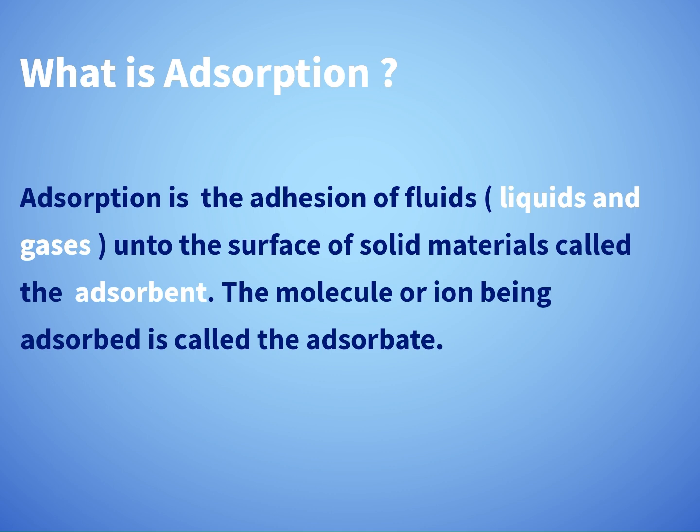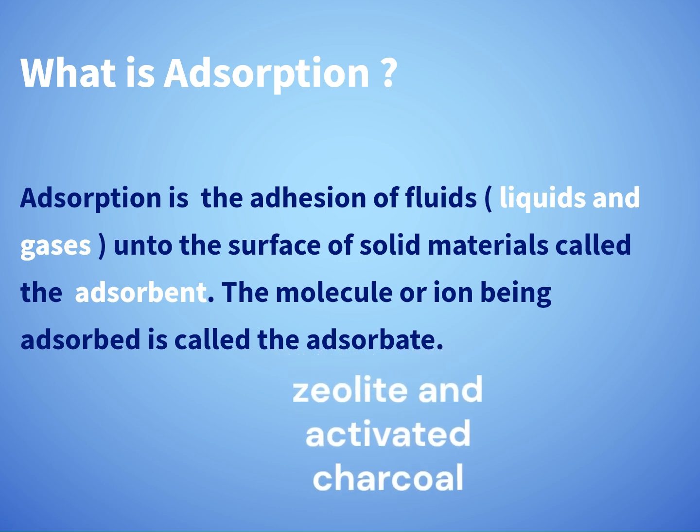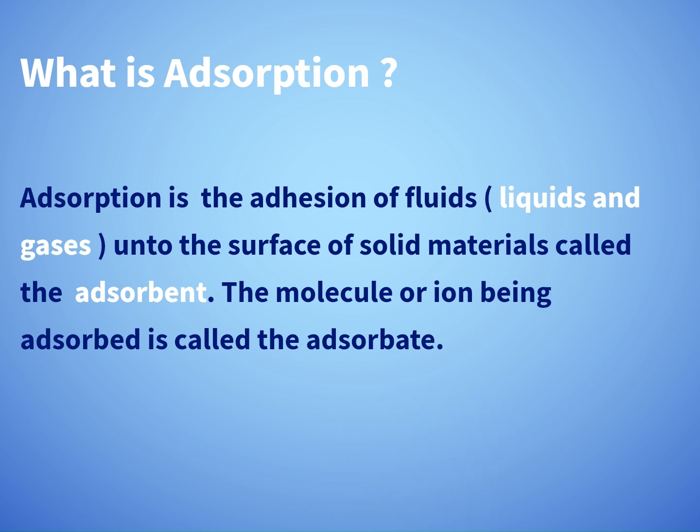Adsorption is simply the adhesion of fluids, that is gases and liquids, onto the surface of solid materials. These solid materials are called adsorbents while the fluids are called adsorbates. Examples of these adsorbents include zeolite and activated charcoal. Each solid material has properties which determine which molecules it selectively adsorbs. On the next slide is the chemistry behind adsorption.